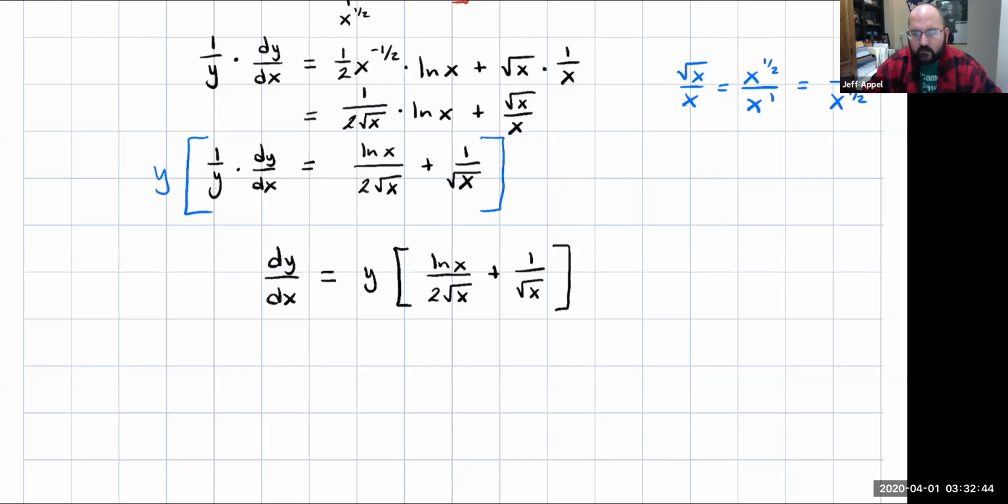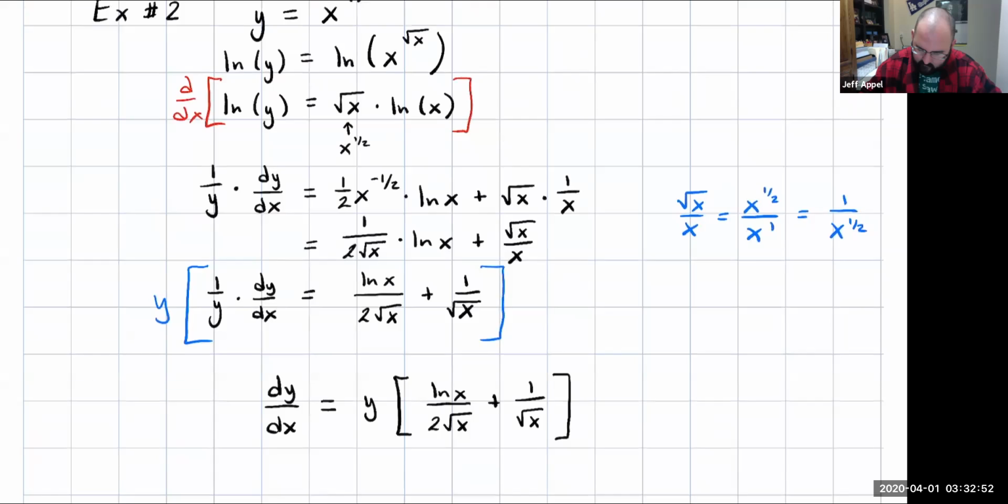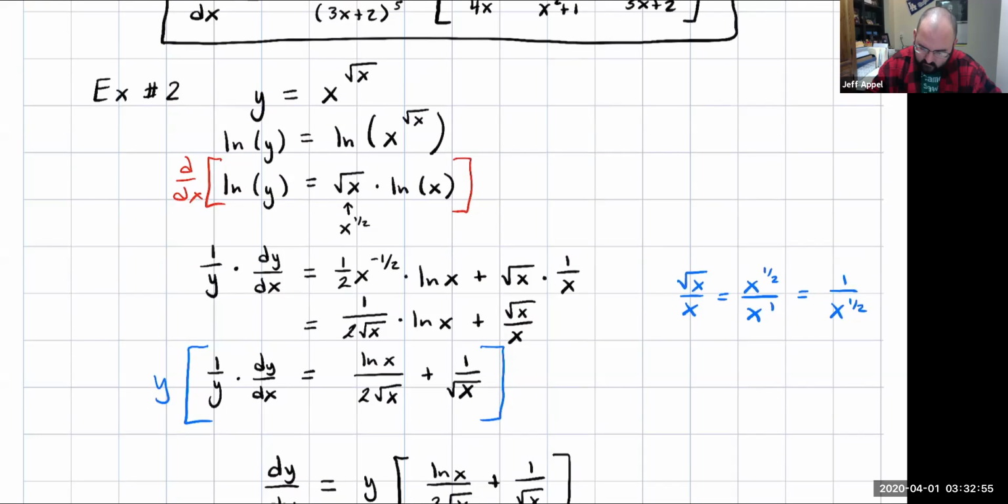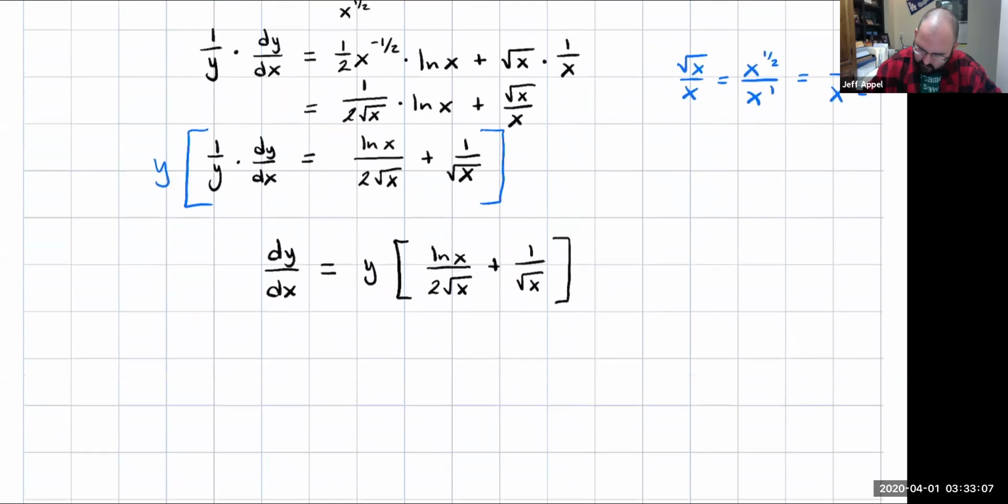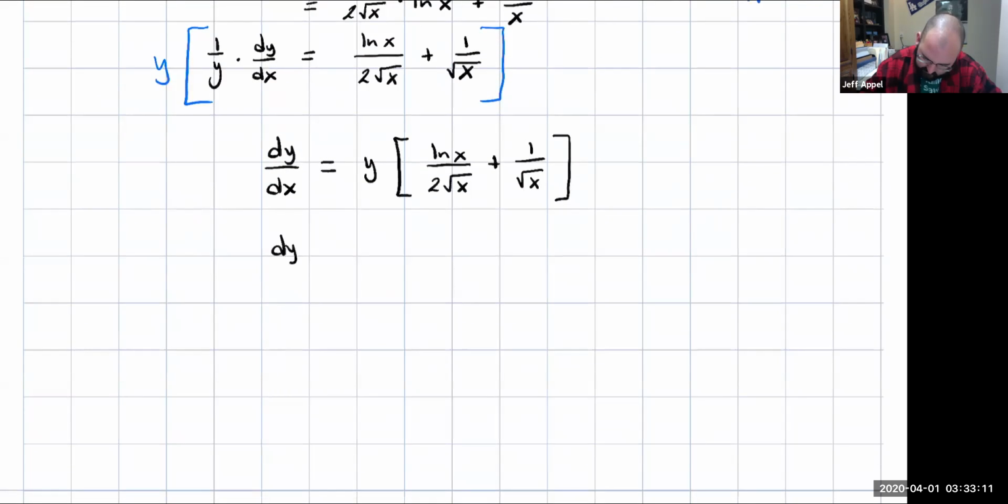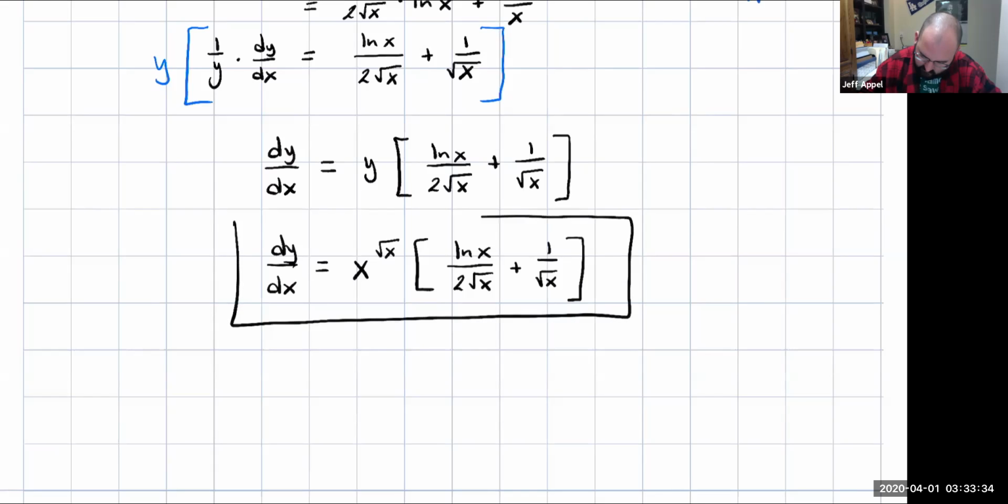And then just like in the last example, we're going to make a quick substitution to finish this thing off. Remember, when we started the problem back at the beginning, y was given to us to be x to the power of the square root of x. And we want to substitute that back into our final solution. So down here, we're going to write dy/dx is equal to x raised to the square root of x power. And then we're going to multiply all of that by natural log of x over 2 root x plus 1 over the square root of x. And that's as nice as I care to make this one. And there is logarithmic differentiation.